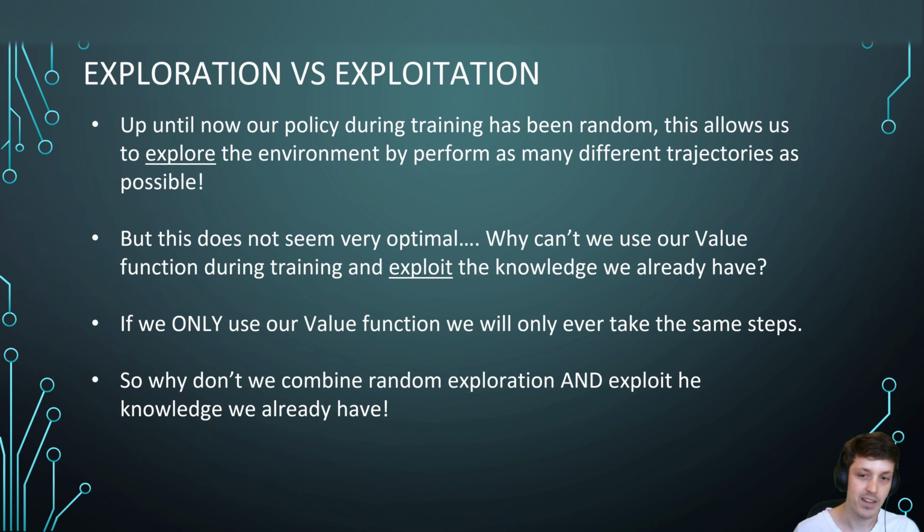We need some randomness to explore the environment. This trade-off is called the exploration versus exploitation trade-off. We want to use our knowledge, but we also know that we don't have enough knowledge yet. So we need to do some exploration, but we also need to exploit the knowledge we already have to speed up the learning process. So how can we do that?